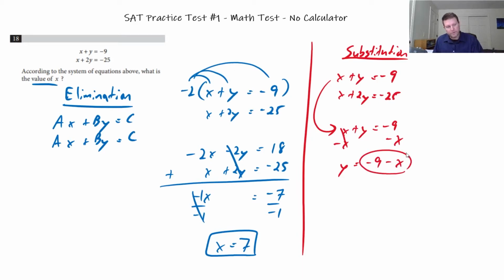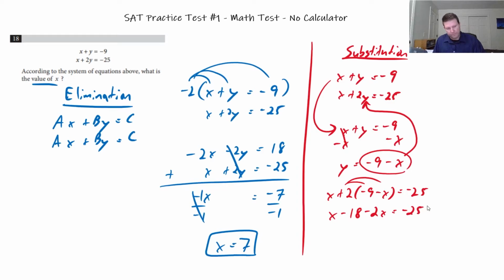Since this is what y equals, you can take that and pop it in right there in the y in the other equation. So it's like x plus 2 times negative 9 minus x equals negative 25. You distribute your 2. So x minus 18 minus 2x equals negative 25. Watch out for your negatives here. Combine your x's. Negative x minus 18 is negative 25. And then add the 18 over. Negative x is negative 7. Divide by negative 1. And you get x equals 7.